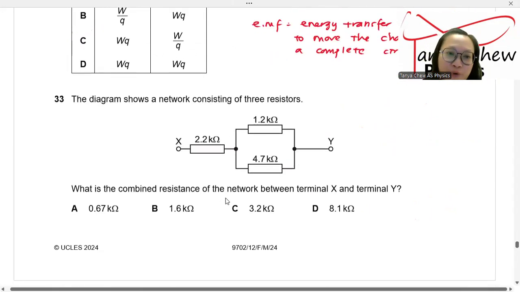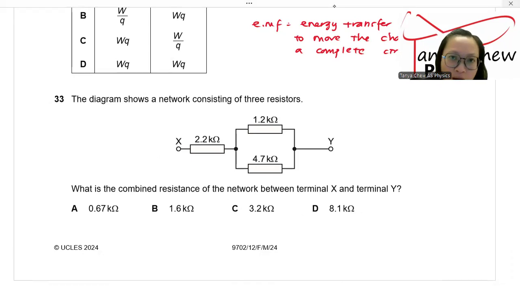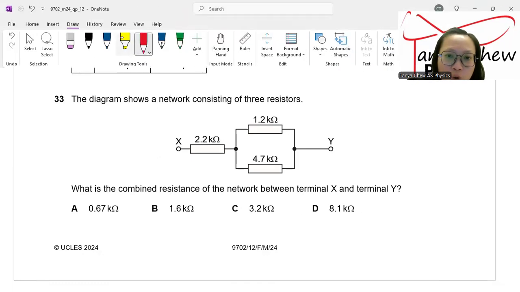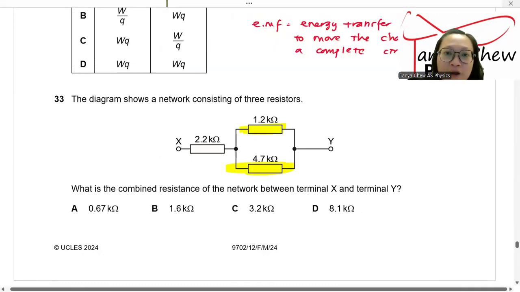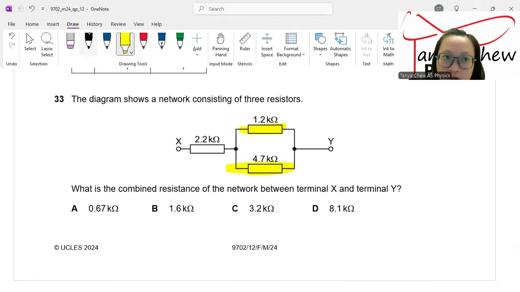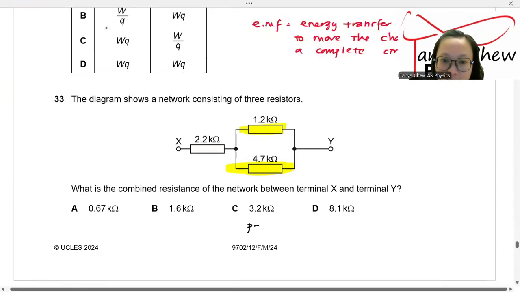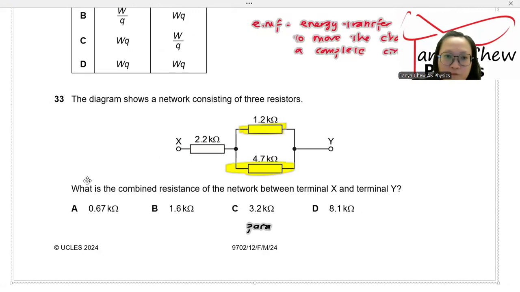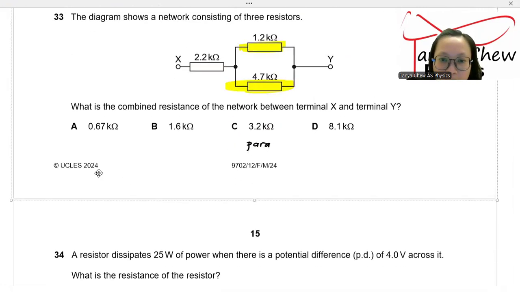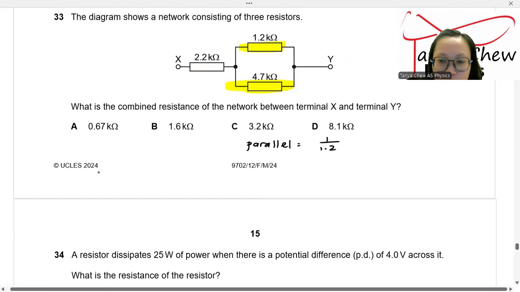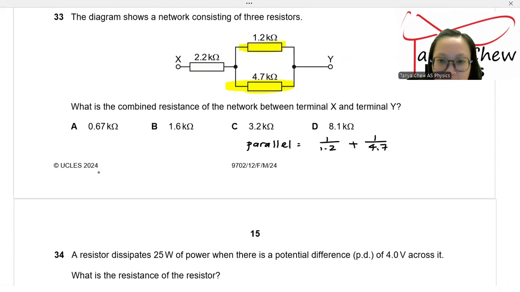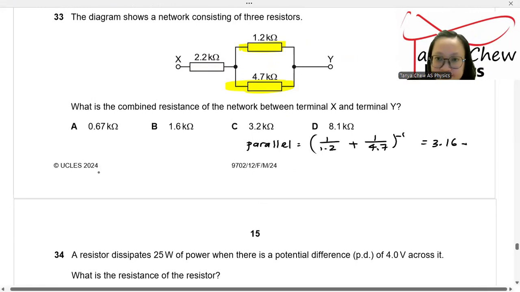Now, question number 33. The diagram shows a network consisting of three resistors. What is the combined resistance of the network between terminal X and terminal Y? I want you to see this. 1.2 kilo ohm and 4.7 kilo ohm are connected in parallel. When you see a parallel circuit, solve for parallel first. So it is 1 over 1.2 kilo ohm plus 1 over 4.7, and then you just invert it.